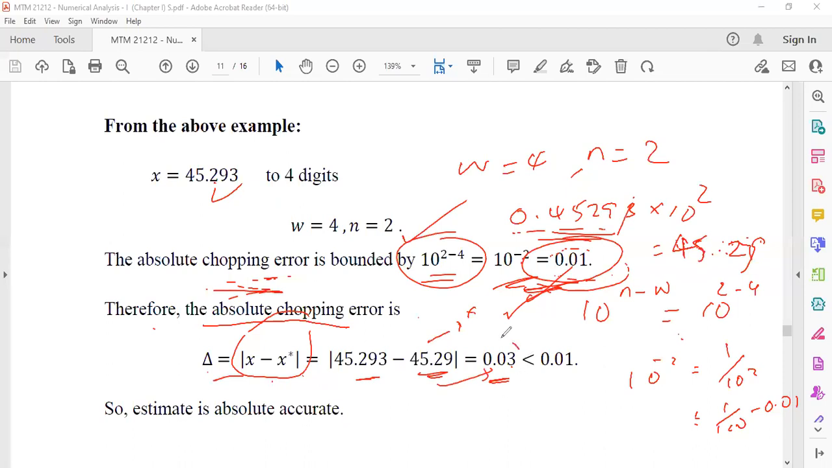So if it is 0.03, is this delta less than our upper bound? This is our upper bound, 0.01. Is 0.03 less than 0.01? So correct? No. 0.03 will be greater than. Am I right? Please answer me in the chat. Is 0.03 greater than 0.01 or less than? Which one is correct?